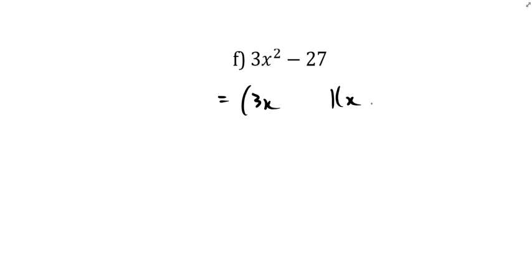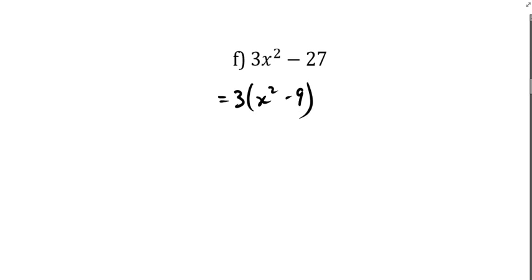This is not a difference of squares, so it does not follow the same pattern. But what do you notice about it? There's a common factor. Very good. How many people noticed that 3 was common between the two things? So always, always, always common factor first. And what do I get when I divide that out? X squared minus 9. And what is x squared minus 9?